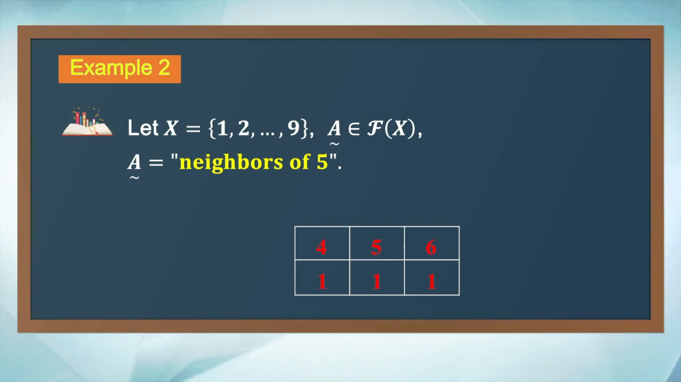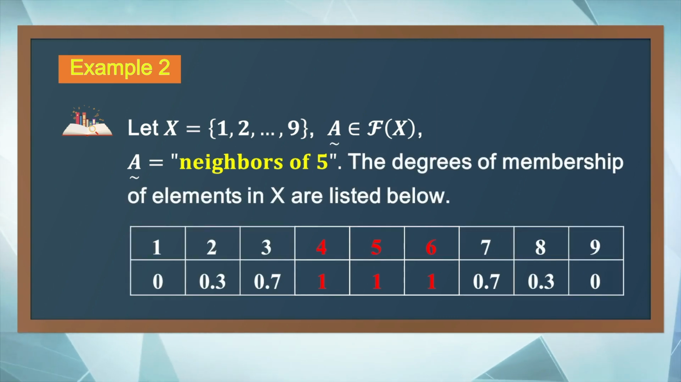If the set neighbors of 5 is considered to be a fuzzy set, then we have to list all the elements and their degrees of membership. Of course, 4, 5, 6 are neighbors of 5 100%. 3 is also a neighbor of 5, but not 100%, say 70%. 7 is a neighbor of 5, 70%. 2 is a neighbor of 5, 30%. 8 is a neighbor of 5, 30%. 1 is not a neighbor of 5. 9 is not a neighbor of 5.